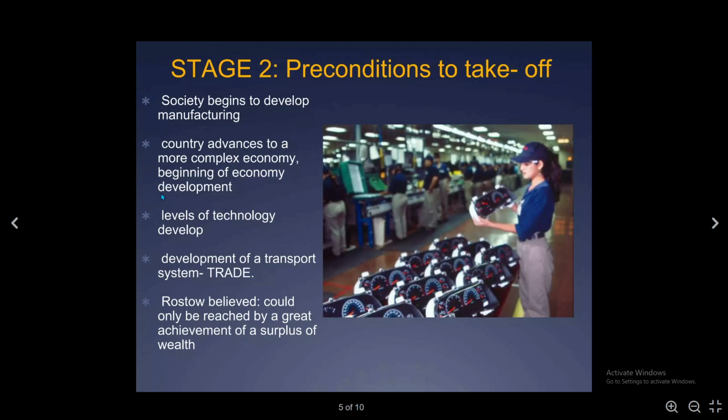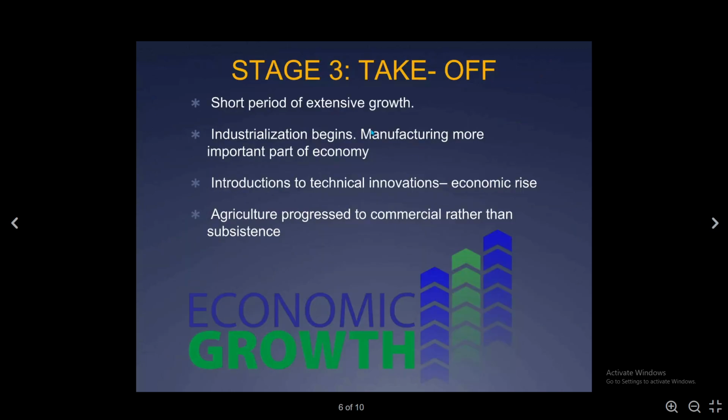After a country sets up all their preconditions to take off, they can finally move to stage three, the actual takeoff period where they move into that global economy. So we have a short period of extensive growth. Their economy just grows rapidly. Industrialization begins. So manufacturing becomes part of the economy. So it's not just agriculture. Introductions to technical innovations as well. So the economy rises. Agriculture progresses to commercial rather than subsistence.